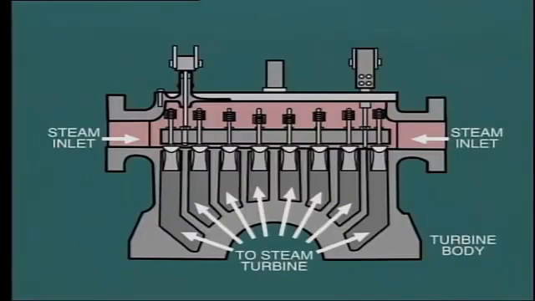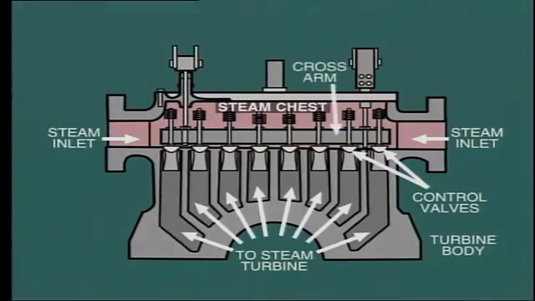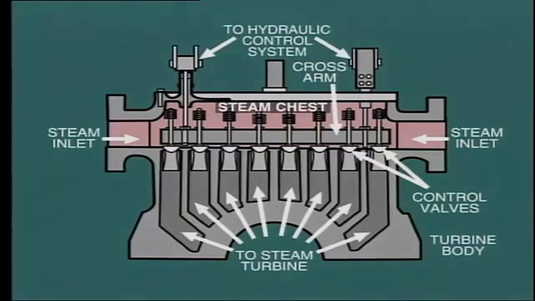In most turbines, multiple control valves are used as shown here. In this particular arrangement, the steam chest is located above the high pressure end of the turbine shell. We can see here 8 valves, and these are opened in sequence according to the position of the cross arm, which is itself adjusted by the hydraulic control system.